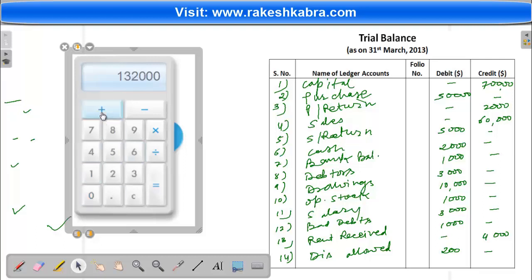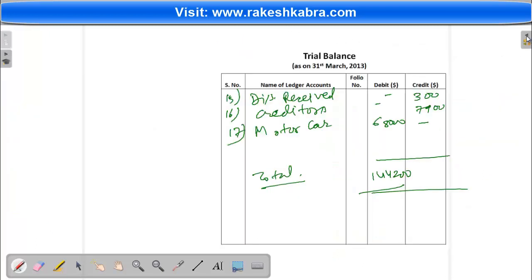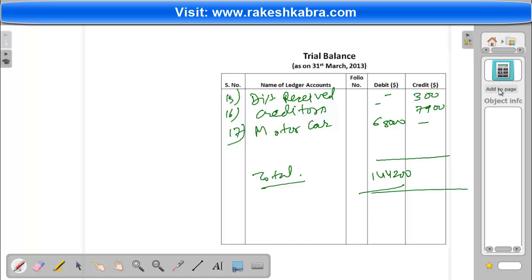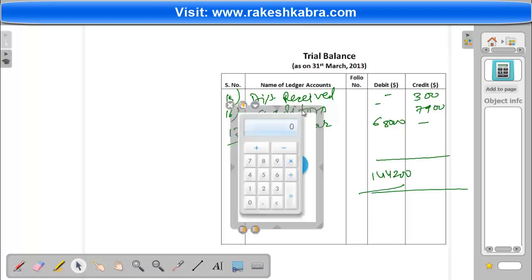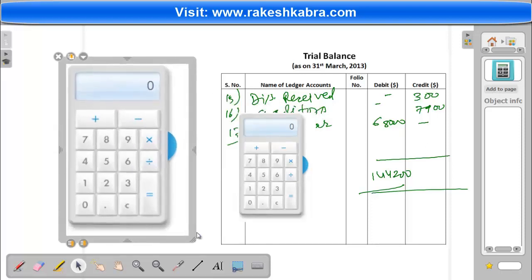Next, 4,000. So what is the total of this page? 1,36,000. Remember, I am writing here 1,36,000 is the total of this page. Now let's see what is there in the credit column. First I am rewriting the total of the previous page, 1,36,000.